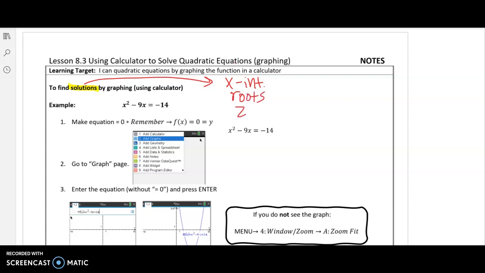So when I ask you to find the solutions, like when you are factoring, you've been factoring and finding those solutions for 2 days now, at least. And what you were really finding were the x-intercepts. But we can also find those by graphing.